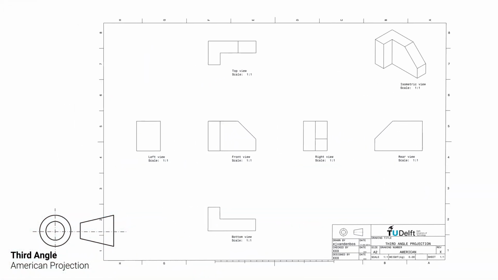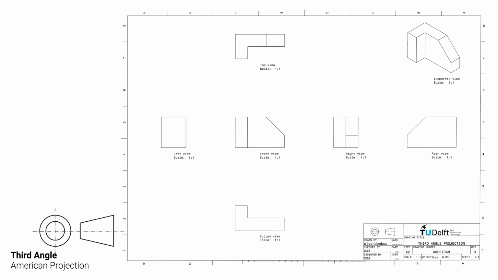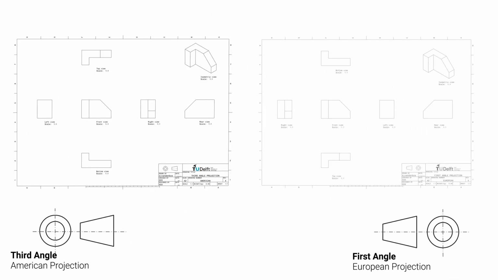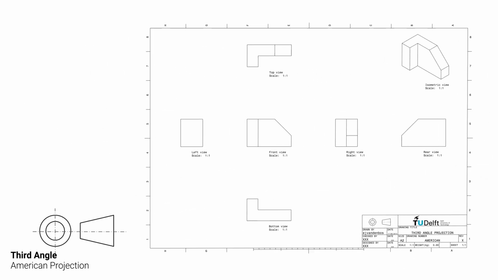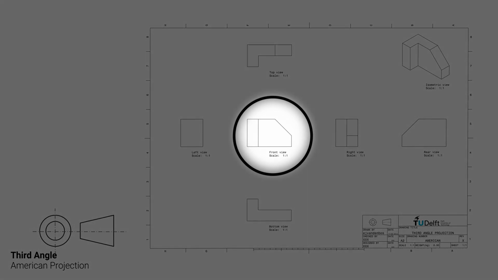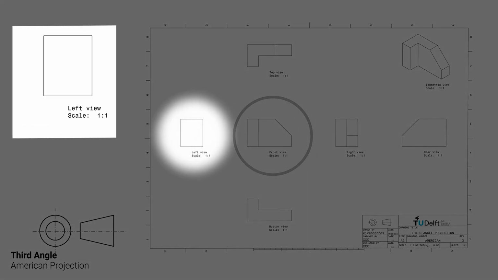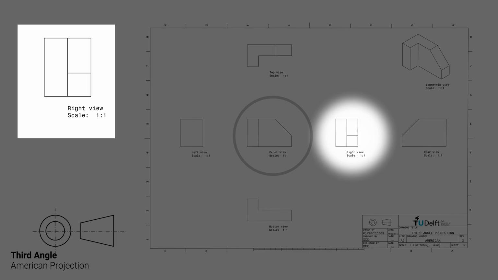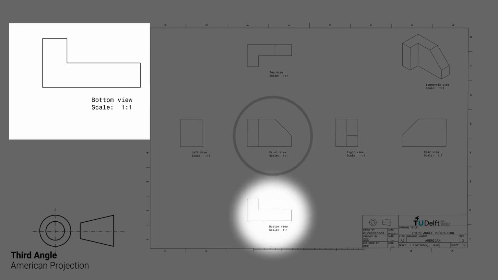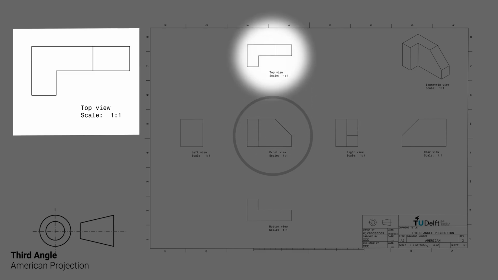For the American third angle projection method, all views are identical to views using the European projection method, but their positions differ. Left from the front view, the left view is shown. Right from the front view, the right view is shown. Below the front view, the bottom view is shown. At the top, you can find the top view.